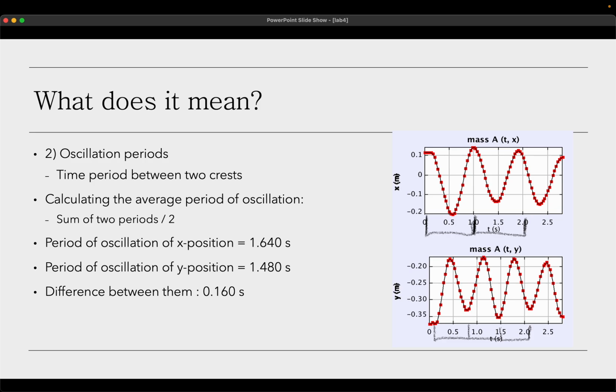Oscillation periods: the time between two crests is the oscillation period. We can calculate the average period of oscillation by taking the sum of two periods divided by 2. Here are my period of oscillation for x, period of oscillation for y position, and the difference between them.